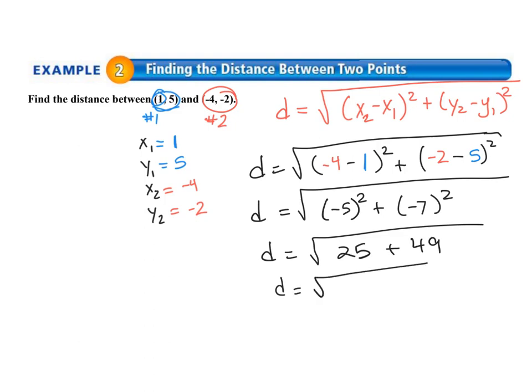And 25 and 49 ends in a 4. That's 74, the square root of 74, which is not in our math facts. It's not a perfect square. So the distance we can just leave as the square root of 74.